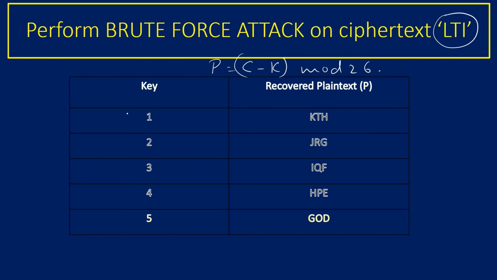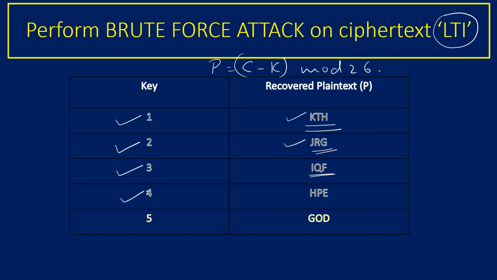In order to perform the brute force attack, he used key K equal to 1 and decrypted. The recovered plaintext was KTH, which did not make any sense. So he moved ahead with the next key, that is K equal to 2. He decrypted it as JRG, which again did not make any sensible word. So he moved on with key K equal to 3. He recovered the plaintext as IQF, which again did not make any sense.